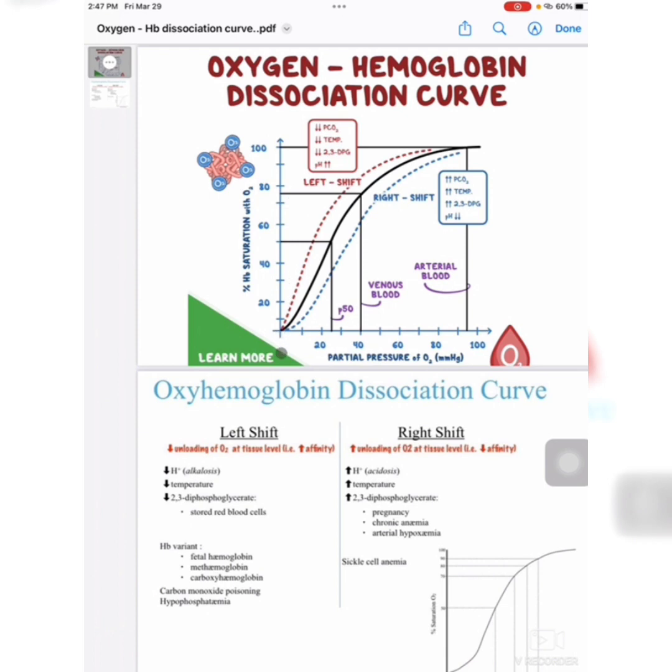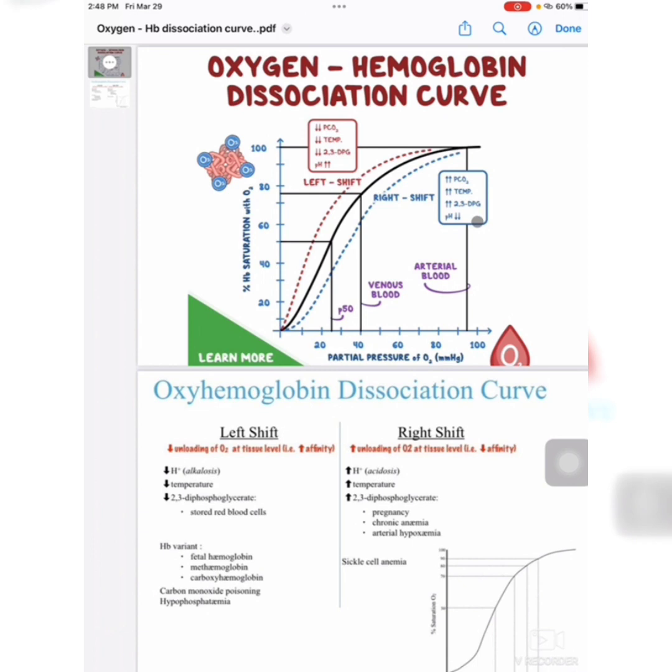There are some situations when the curve can shift to the right or left, depending on how affinity for oxygen changes. In an adult with hemoglobin A, when partial pressure of carbon dioxide, temperature or 2,3-diphosphoglycerate are high or pH is low, hemoglobin affinity for oxygen decreases and the curve shifts to the right.